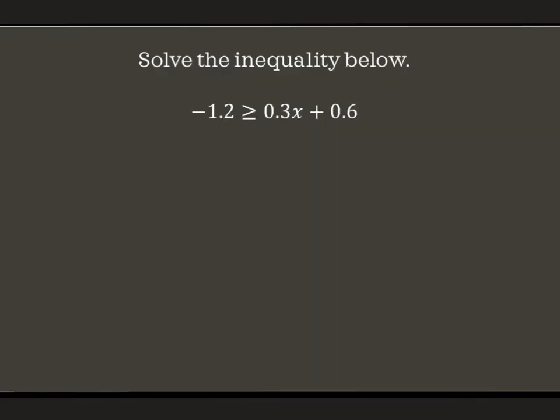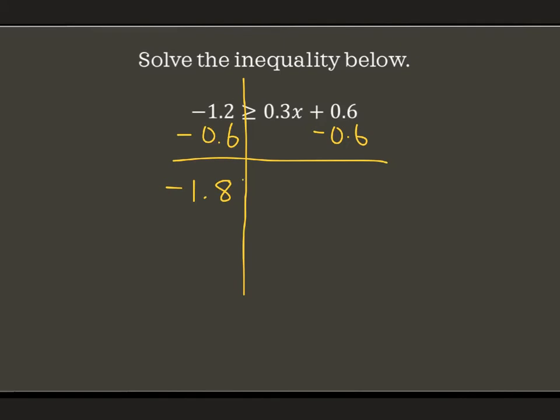All right, next one, all we have to do is solve the inequalities, no graphing. So treat it just like a two-step equation. I'm going to subtract 0.6 here from both sides. Negative 1.2 minus 0.6. If I keep, change, they would have same signs, add and keep. So I get 1.8, but a negative.